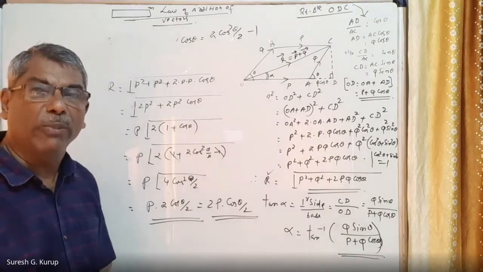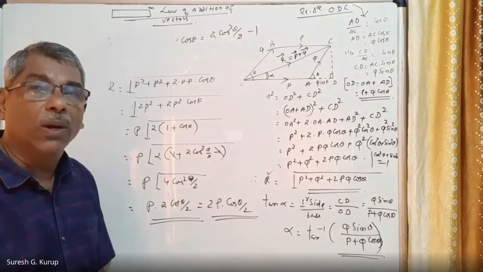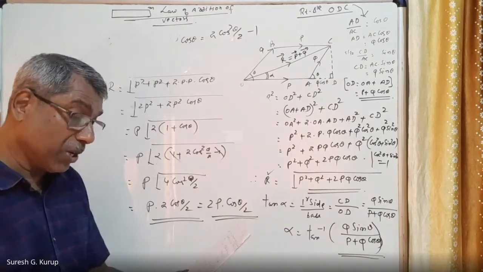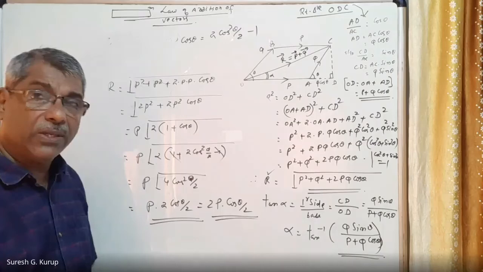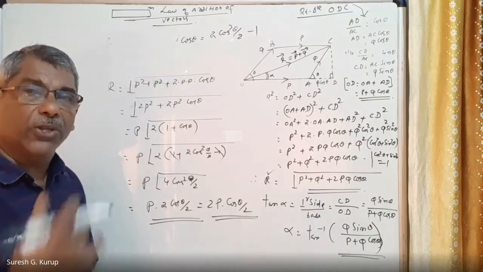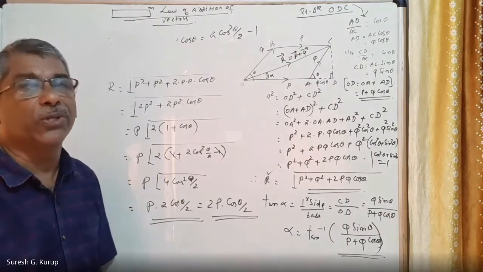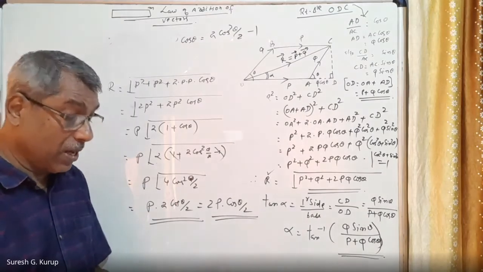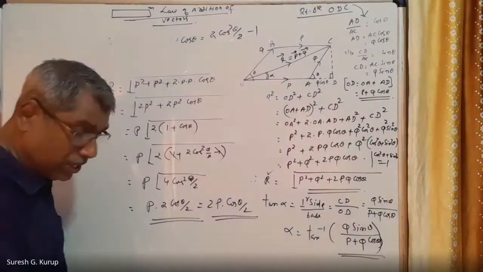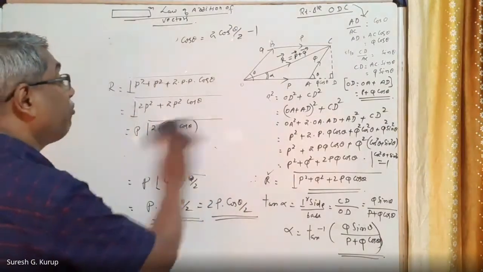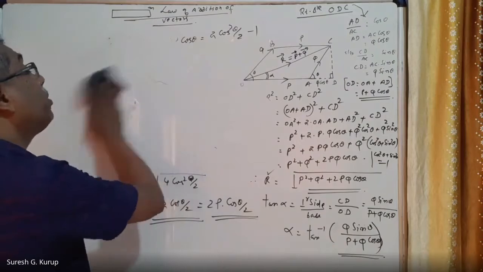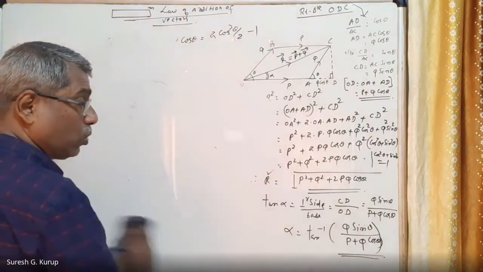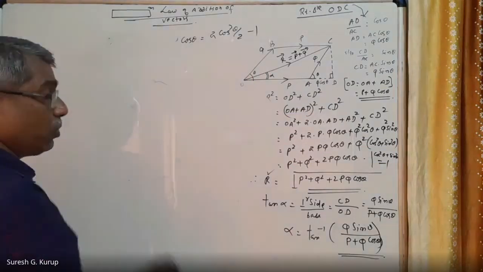This is the resultant of two vectors whose magnitudes are equal, because P is equal to Q. Otherwise, if P is taken as Q, you will get 2Q cos theta by 2, because Q is equal to P. Then how can we calculate the direction? What is the formula for the direction of a resultant vector in parallelogram addition of vectors? That is tan alpha is equal to Q sin theta divided by P plus Q cos theta.